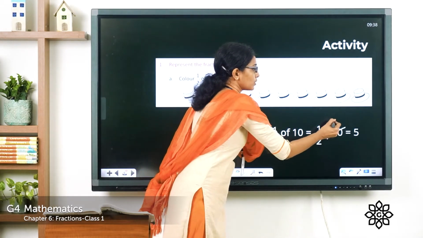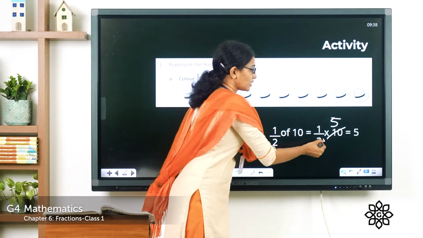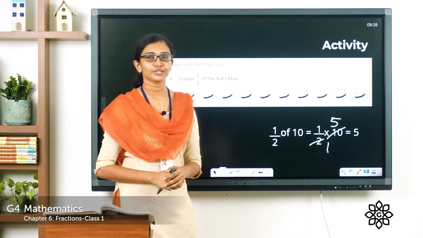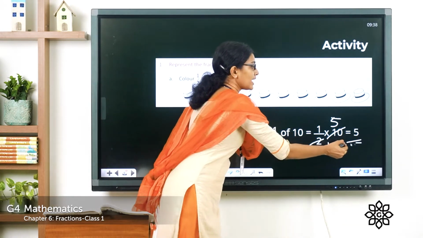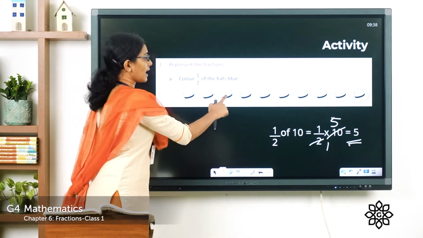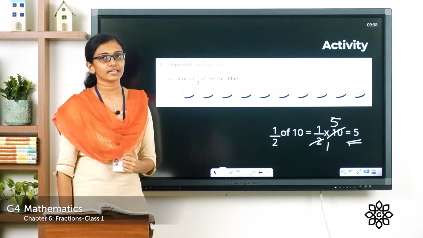So what is 10 divided by 2? 10 divided by 2 is 5. And what is 2 divided by 2? It is equal to 1. So 5 by 1 and that is equal to 5. So how many hats you have to color here in blue? You have to color 5 hats out of these 10 hats in blue. I hope you have done that correctly.